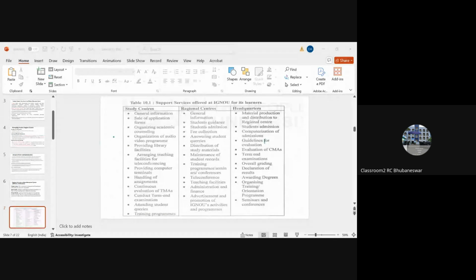General information you are getting from study center. It is all right. You submit your assignment and study center evaluates the assignment and deposits the mark of the assignment in the regional center. That is all right.